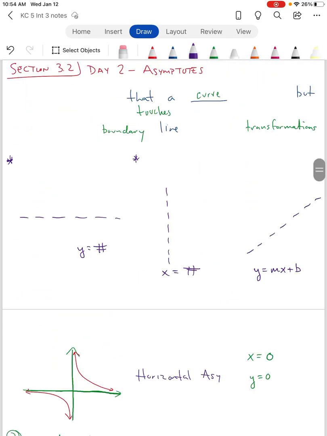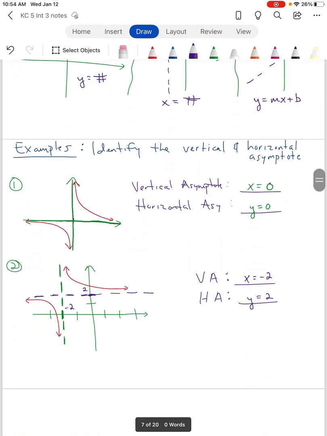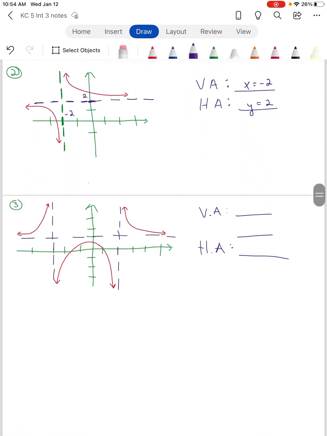Now, some graphs might have more than 2 asymptotes. Some might only have 1, 2, and so forth. I did give you a graph that's a little more complicated. So pause the video, draw the graph, and then go ahead and find the vertical and horizontal asymptotes.